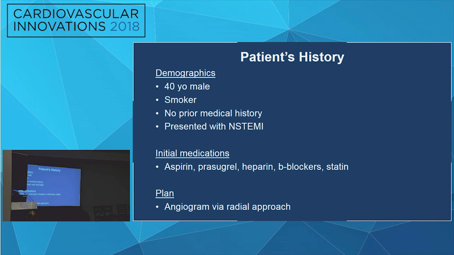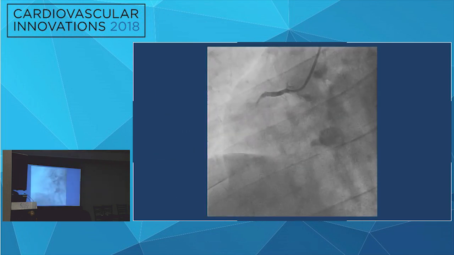This case is about a 40-year-old male Caucasian patient, a heavy smoker with no prior medical history and no drug abuse, according to his testimony, who presented at the ER with a non-ST elevation MI. After the administration of the usual medications, the plan was to perform an angiogram via the right radial approach.